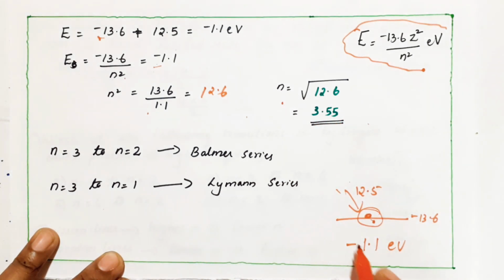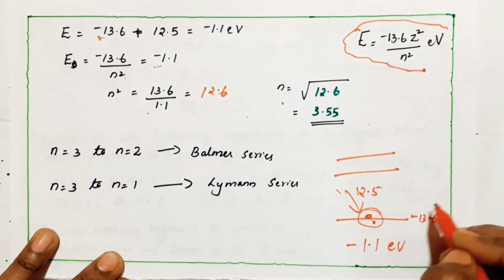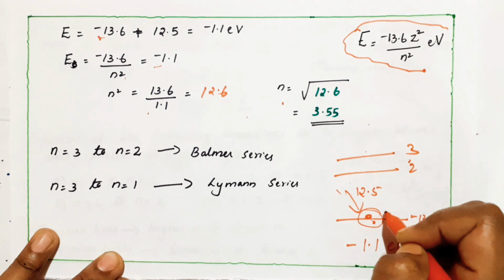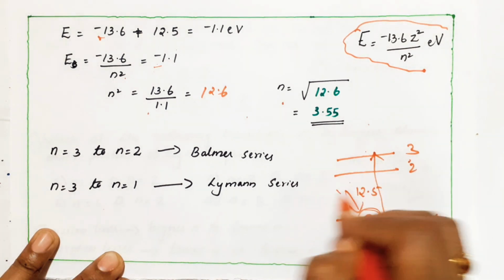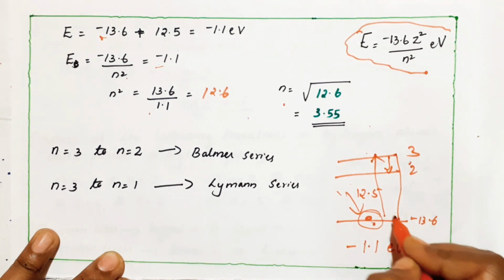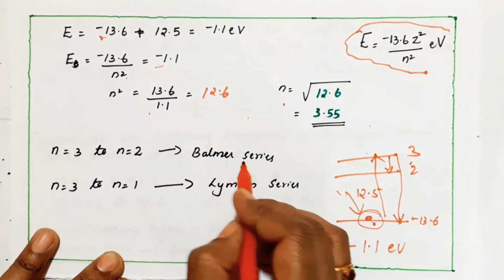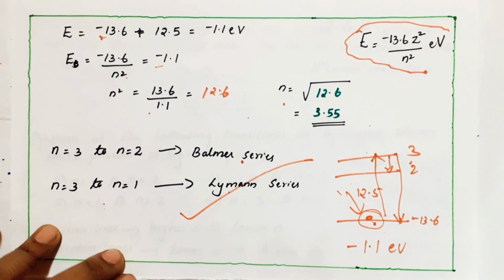It means that this electron will jump to which level? This is first level, second level, third level. This electron will go to the third level. When it goes to the third level, it can come back to the second level or back to the first level. When it comes back to the second level, it is called the Balmer series. When it comes back to the first level, it is called the Lyman series.